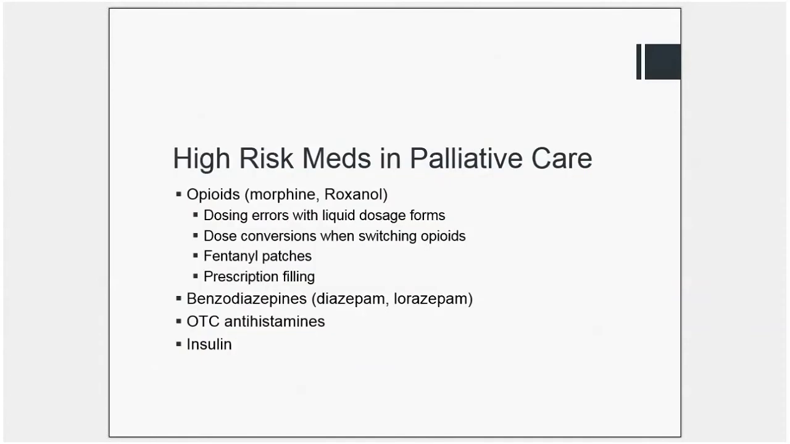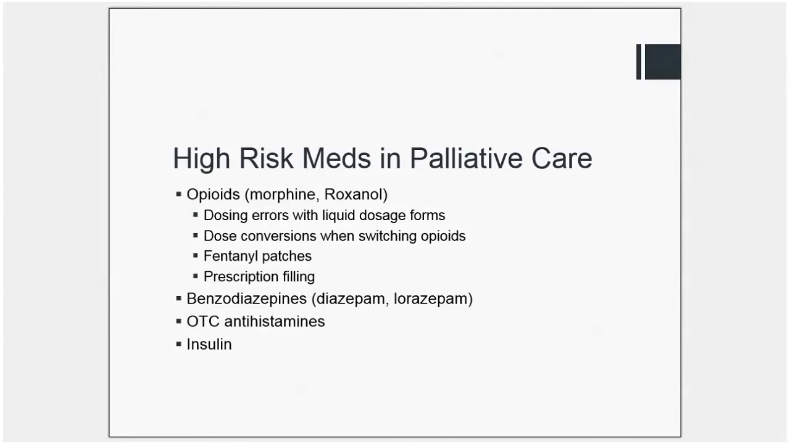However, if you look at the literature in palliative care, there really is no data suggesting what the high-risk medications are. So we're really speculating where the problems might occur. But some of the drugs that would come up are not that different than medicines that we would see in a general medicine population. For example, opioids like morphine or Roxanol, liquid morphine, there are errors or problems that you could potentially identify or think about as common problems and ways to try to prevent these problems.